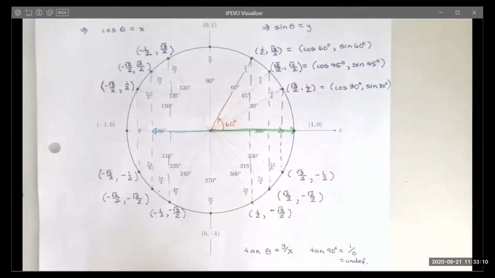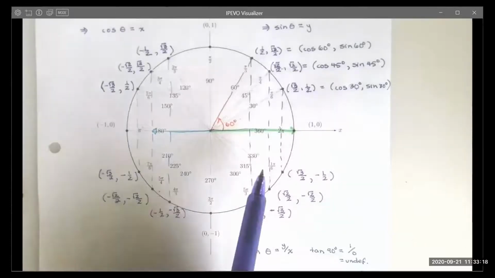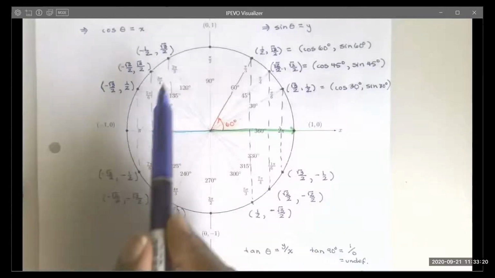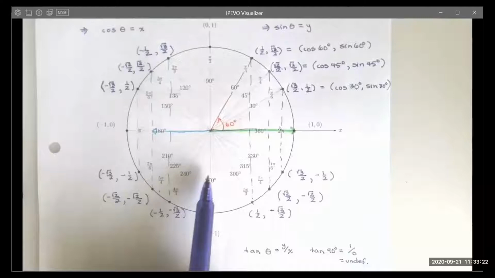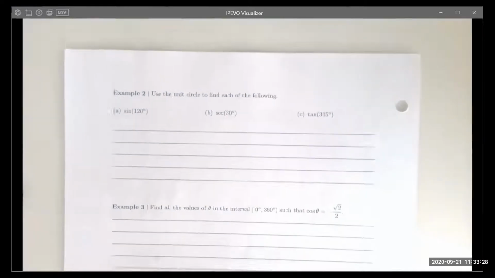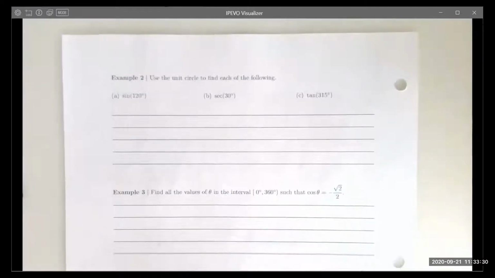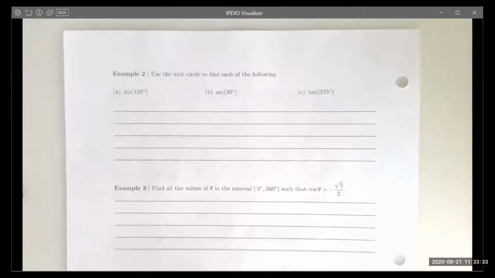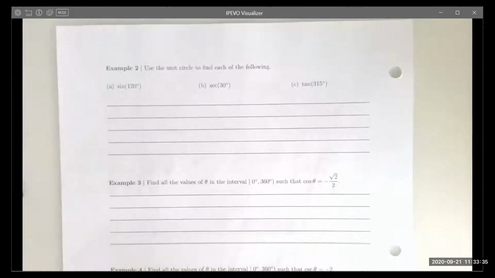Okay, so it's a very useful tool. The unit circle is a very useful tool for finding any of these values, as well as for any angle that is coterminal to the angles on the unit circle. Okay, so let's take a look at some examples then. They want us to use a unit circle to find each of the following, starting with sine of 120.